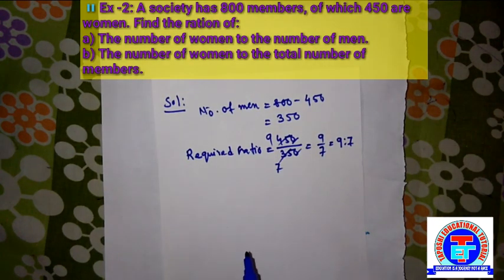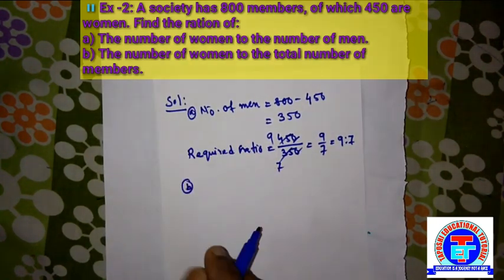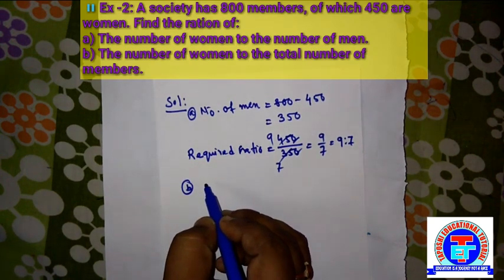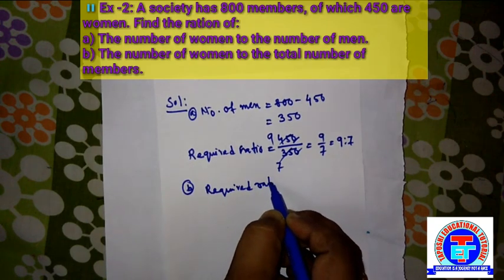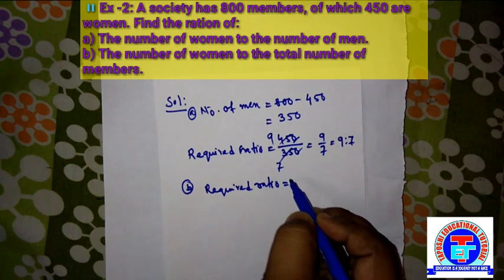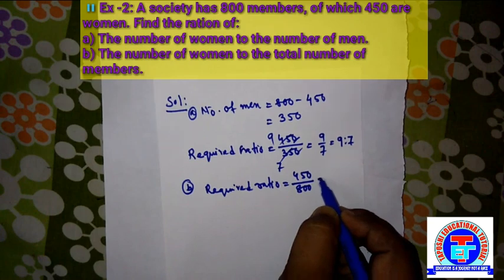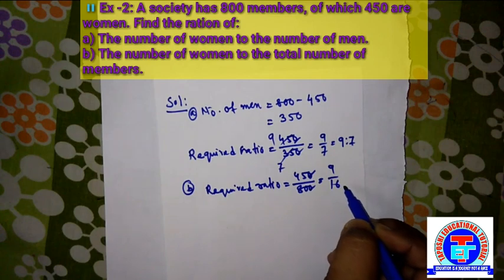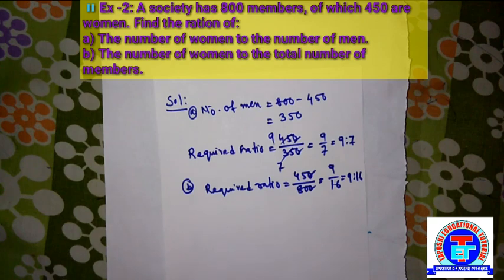Now question B: the number of women to the total number of members. Here the required ratio is equal to 450 divided by the total, 800. Cancelling by 50, we get 9 by 16. Therefore the ratio is 9 is to 16. This is the answer.